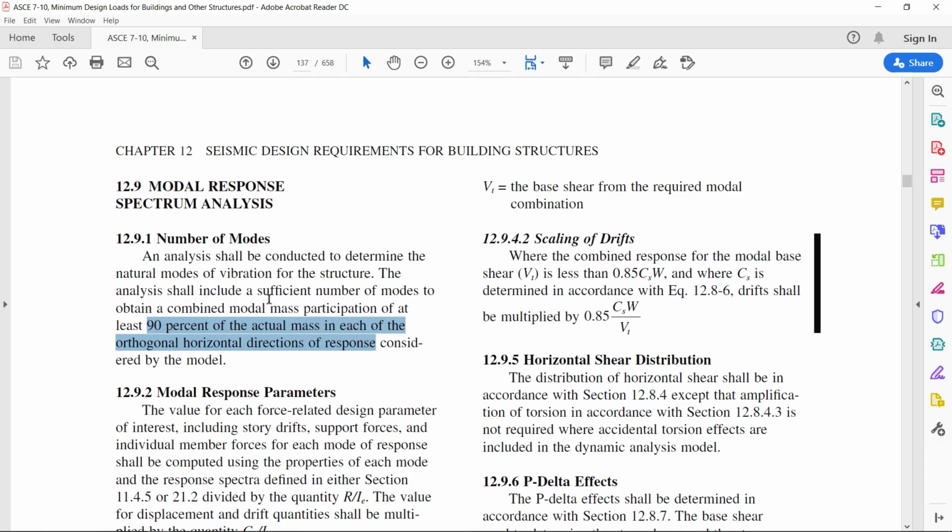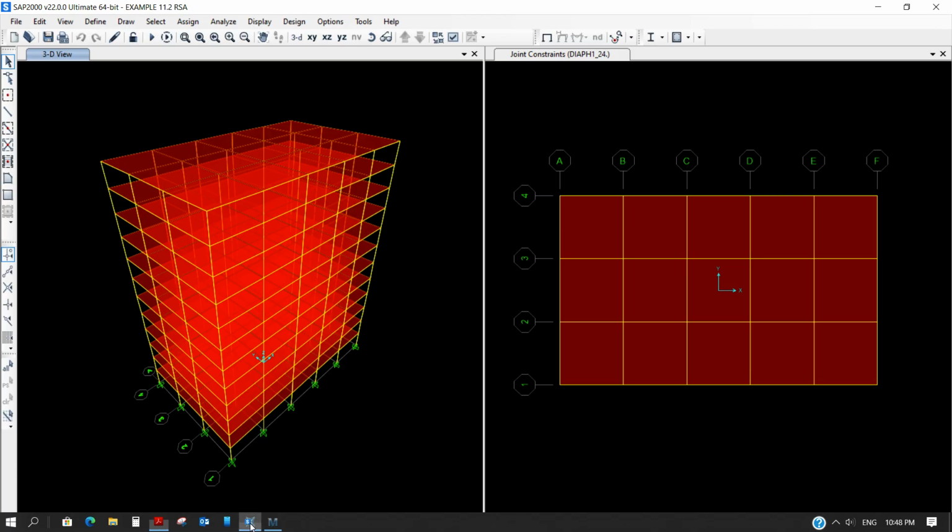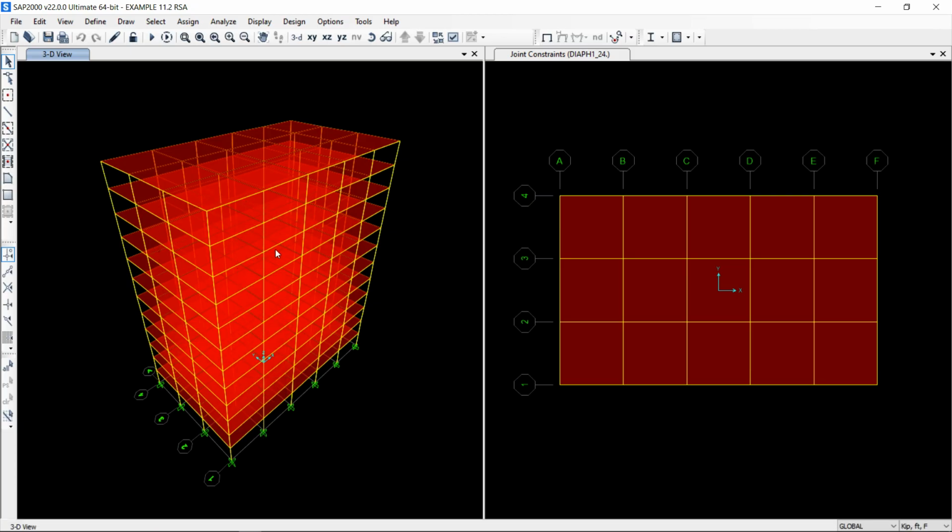Now, it does not give you a number of modes, but there is a rule of thumb. Let me show you. Here we have 12 stories. Every story will have 2 translational degrees of freedom and 1 rotational degree of freedom. That means there are 3 degrees of freedom for every floor. So if there are 12 floors, 12 multiplied by 3 is 36, so at least 36 mode shapes we should use.